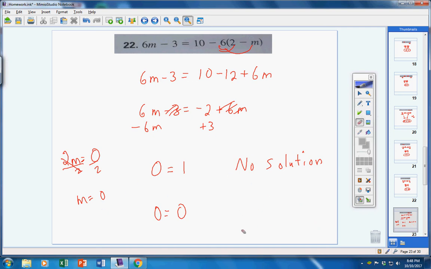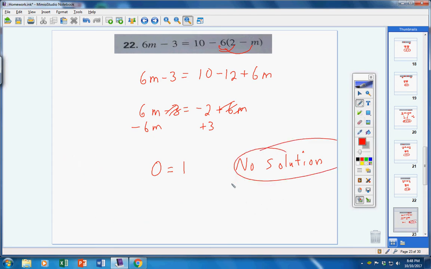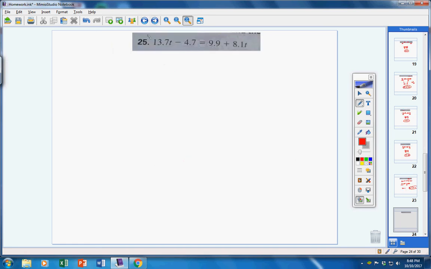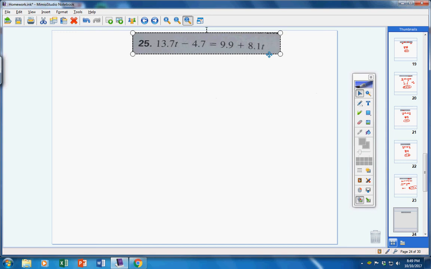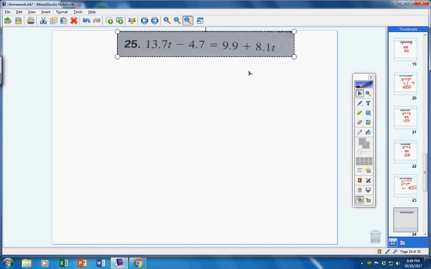So our answer is no solution. All right? Moving on to number 25. We have some decimals here, and solve these three equations. First of all, simplify both sides. Nothing I can do there. Next, eliminate fractions. Next, variable terms on one side, constant terms on the other.